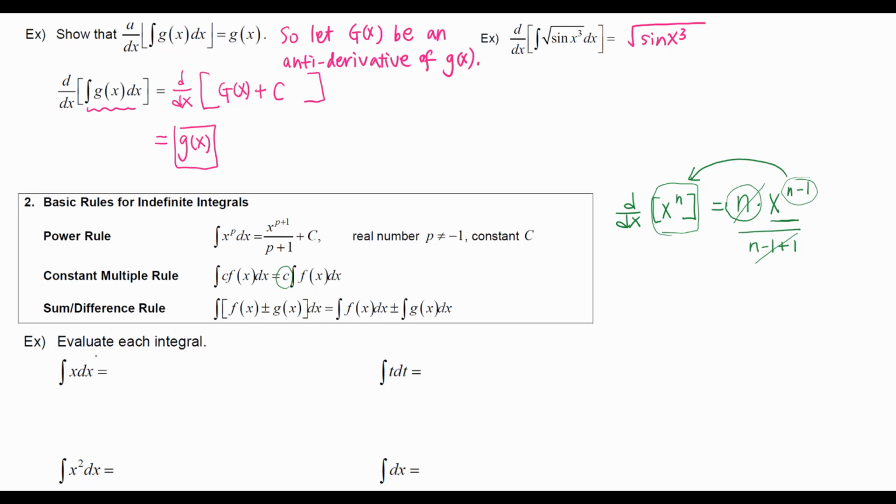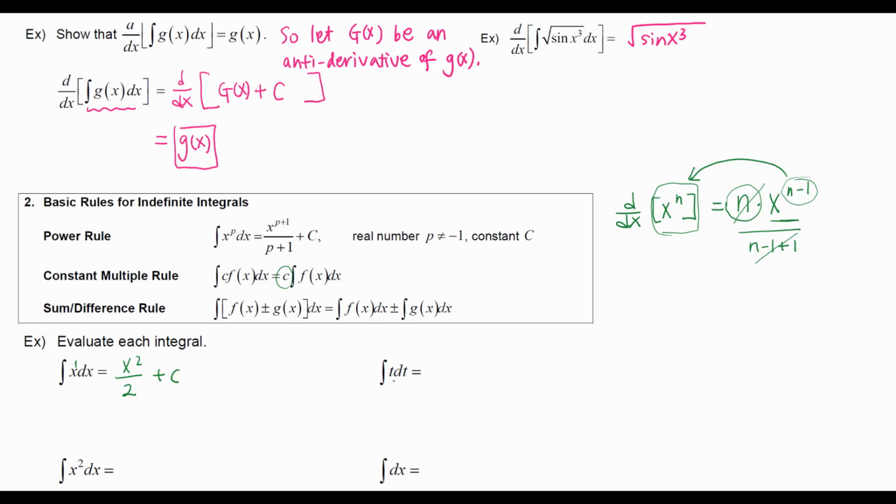So for example, evaluate each integral. I have right now the integral of x to the power 1 dx. So what I have to use is the power rule. My power is 1 right now. So what do you do? You're going to add 1 to the power and divide by that number, plus c.